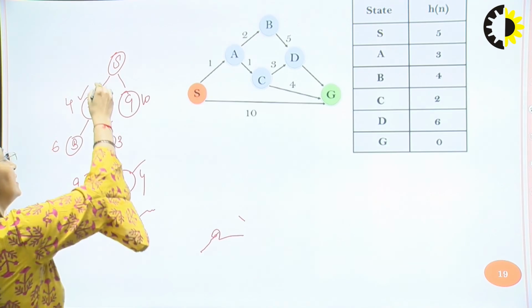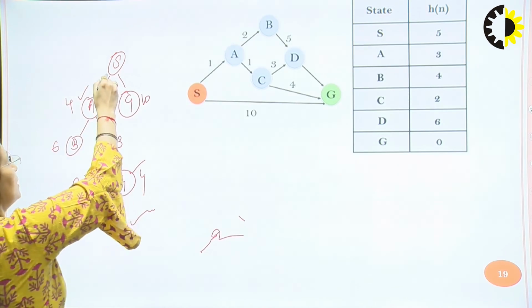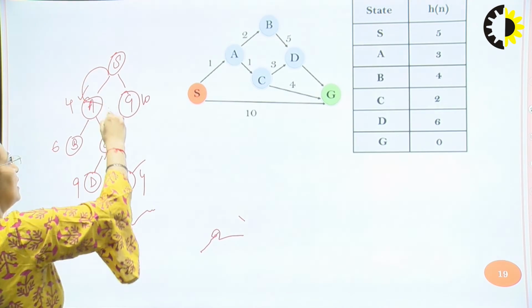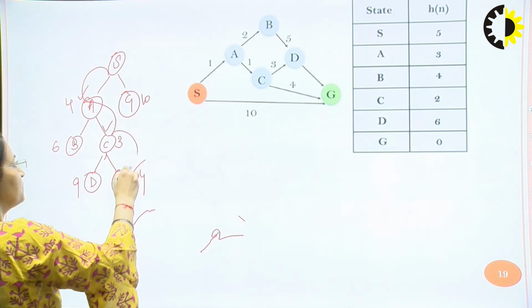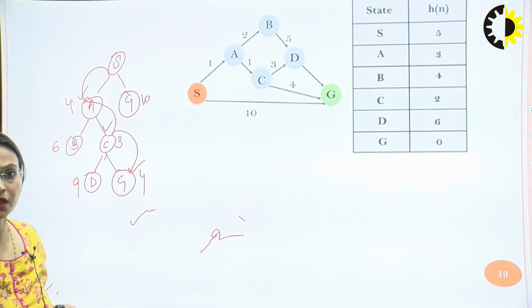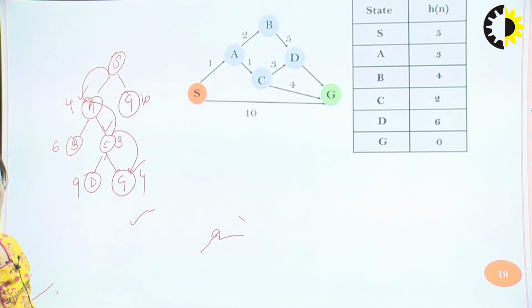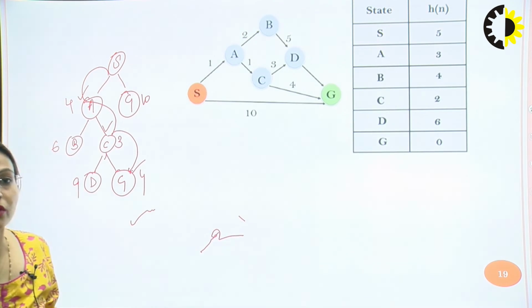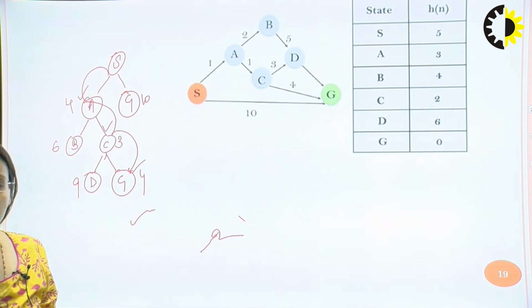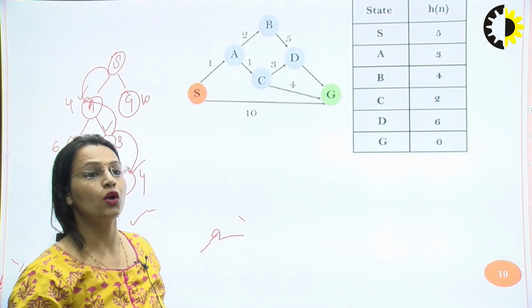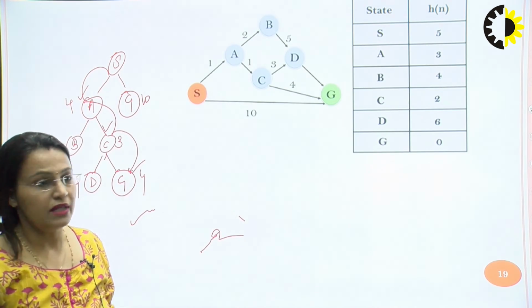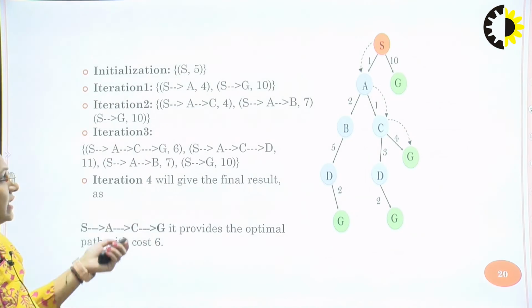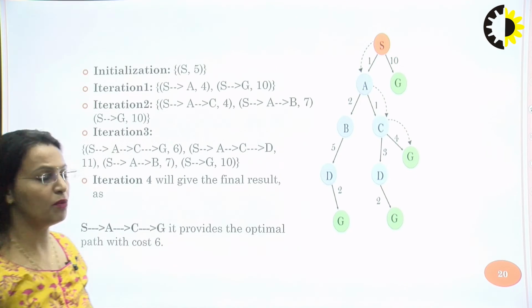So in that case, the path will be S to A, A to C and C to G. And this is how the A-star algorithm works. It tries to find the optimal solution on the basis of not only Gn but also considering the computation of both Gn plus Hn. So this is basically the problem formulation solution.